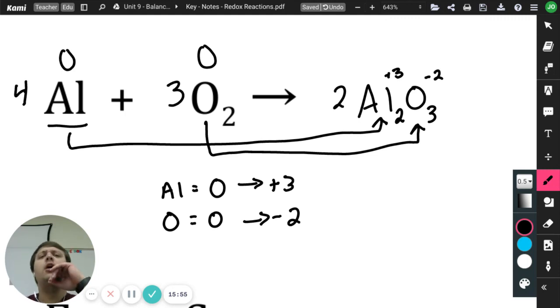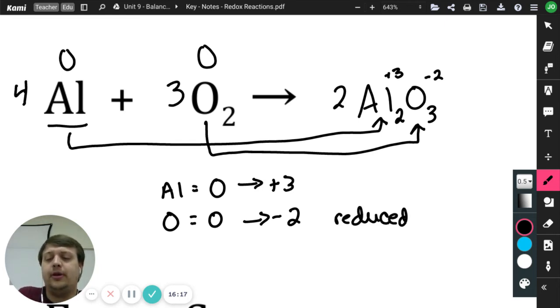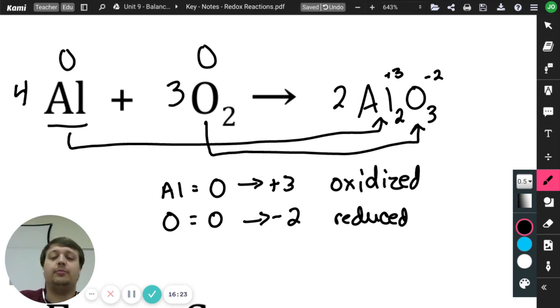Okay, so I like to think of this as, well, oxygen went down, and if I were at a store and I watched the price go down, I would say the price was reduced. And so the same thing is happening here. Here I went from 0 to negative 2, it went down, so the oxygen in this case was reduced. And the aluminum was oxidized. So basically you're just looking at the reaction and saying, okay, oxygen went down, aluminum went up. Down means reduced, up means oxidized. Okay?